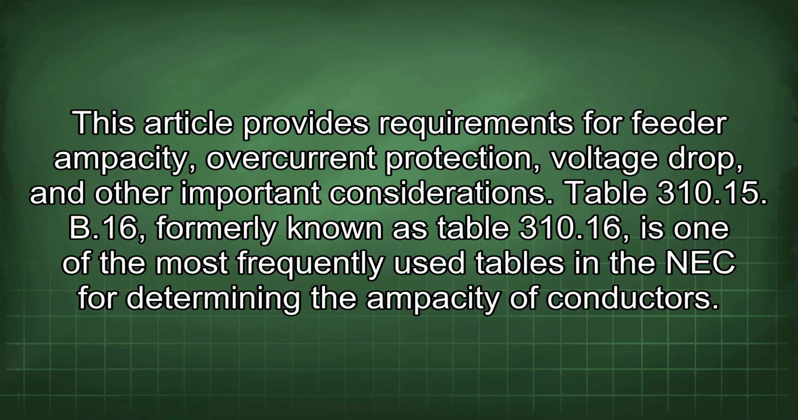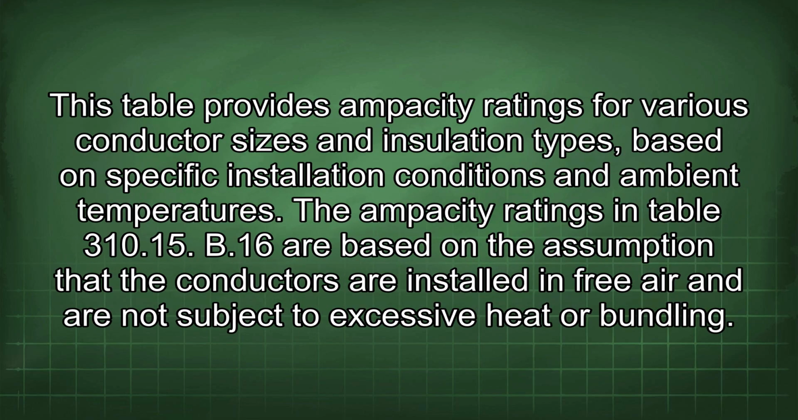Table 310.15(B)(16), formerly known as Table 310.16, is one of the most frequently used tables in the NEC for determining the ampacity of conductors. This table provides ampacity ratings for various conductor sizes and insulation types, based on specific installation conditions and ambient temperatures.